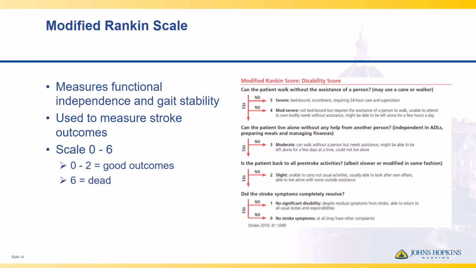And with that, we use this scale called the modified Rankin scale. And this measures functional independence and gait stability, and we use it to measure our stroke outcomes. It is a scale from 0 to 6, and you can see the scoring here to the right, with a 0 being no stroke symptoms, a 5 being severe, where the patient is bed-bound, incontinent, and requiring 24-hour care, and a 6, which they're not showing you there, is that at 90 days the patient has died. Let's go back to the stroke measures.